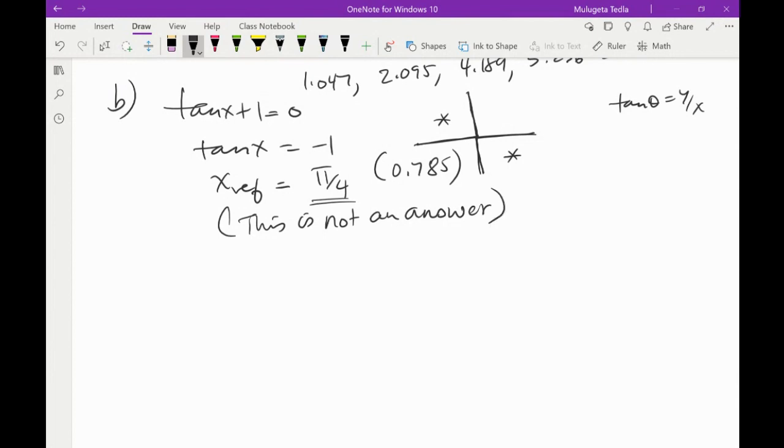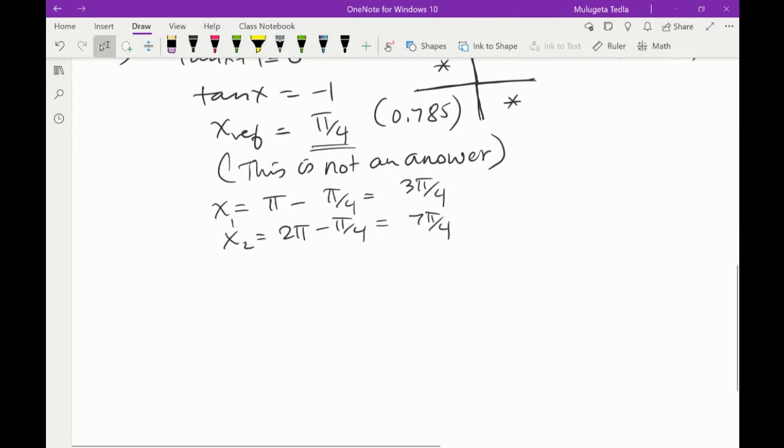But the answers are on the second quadrant, where x is pi minus your reference angle, pi by 4, which is equal to 3 pi by 4. And the other one, x2, I could call it 2 pi minus pi by 4, which is 8 pi minus pi over 4, which is 7 pi by 4. So these are the two answers. x must be 3 pi by 4 and 7 pi by 4.